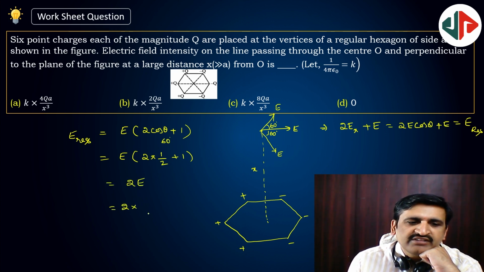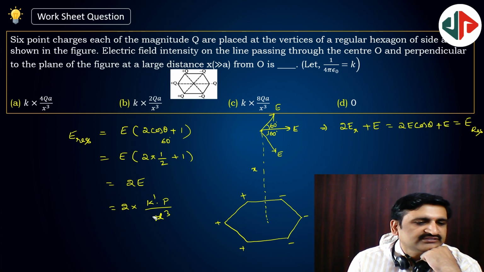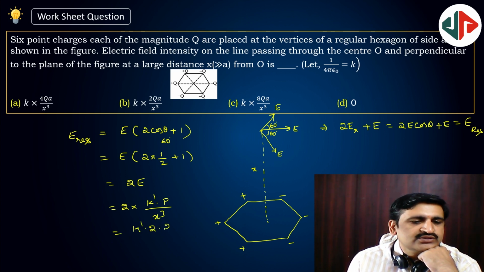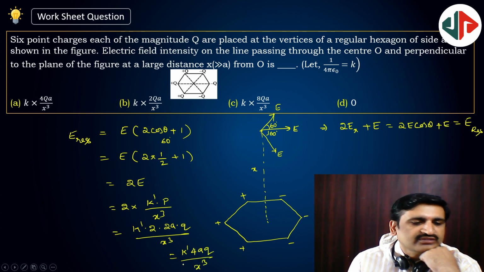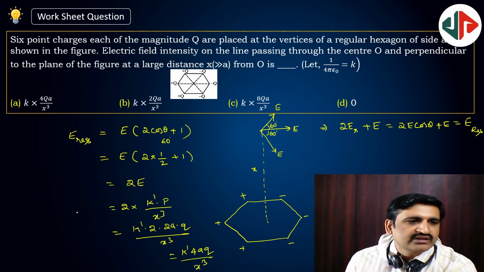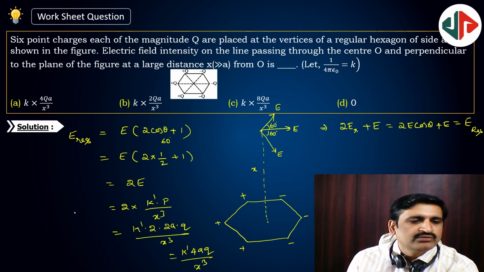2 into E value, which is k dash p by d cube. Here x cube, he said x. X is the distance. So k dash 2p means 2a into q by x cube. That is equal to k dash 4a q by x cube. So option A, capital Q. Okay, no issue.